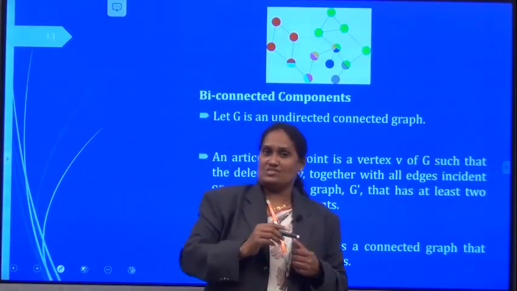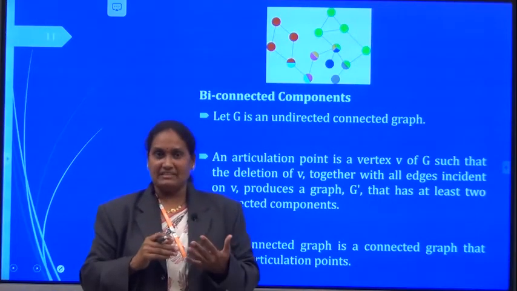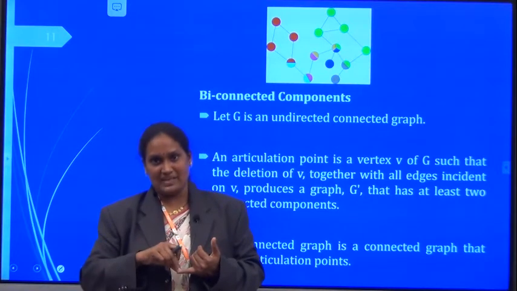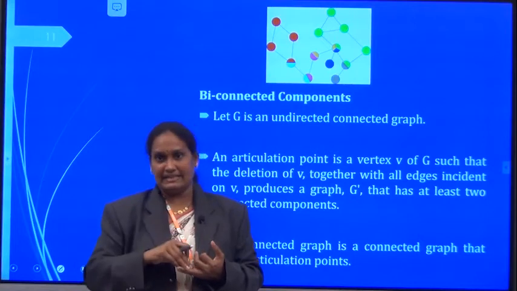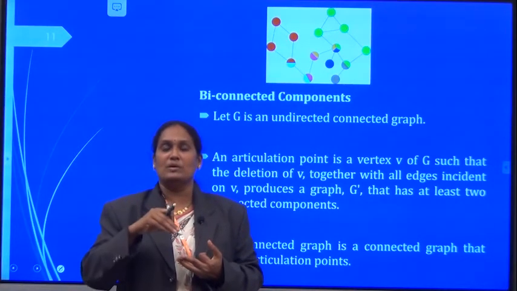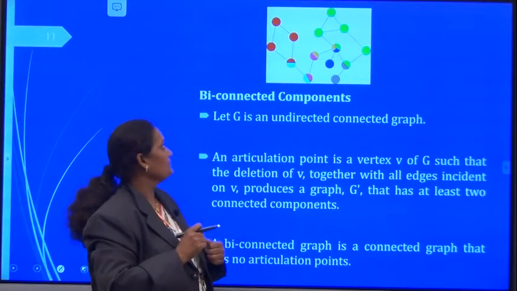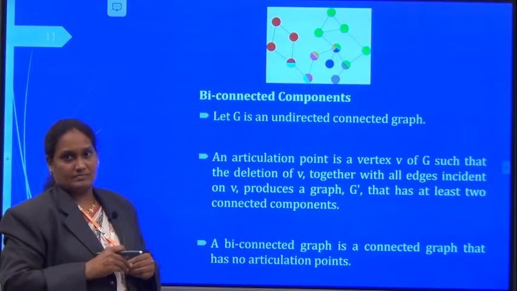I hope you all understood what are connected graphs and connected components. We saw what is a directed connected graph and what about the connected components in case of a directed connected graph. We saw what is an undirected connected graph and what about the connected components in case of an undirected connected graph. Now we are going to explain about biconnected components.